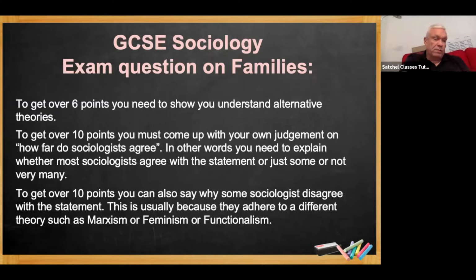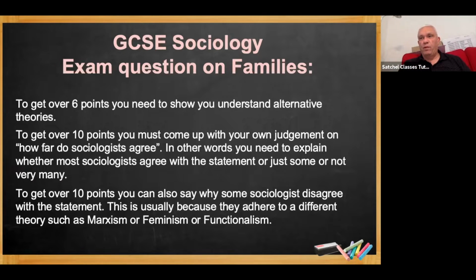So you really do have to go through and know your functionalists. Talcott Parsons is the main one, obviously. You've got to go through what Talcott Parsons says, and a little bit about his theories, and what he says about how socialization works and how a family works in that respect. You could then counter it to get more than 6 points with what feminists say and what Marxists say.